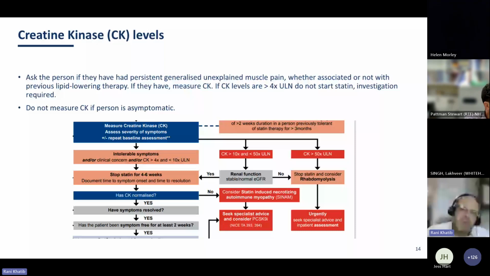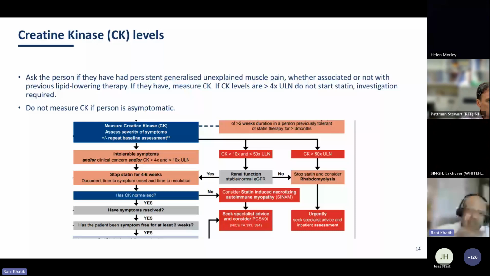I do commonly get referrals from GPs saying this patient's CK has been elevated, so I stopped the statins, and it's usually only 200 or 300. I need to remember that CK levels can go up just by you going to the gym, because CK levels do get elevated from any kind of exercise or use of muscles. So not every CK elevation is important.